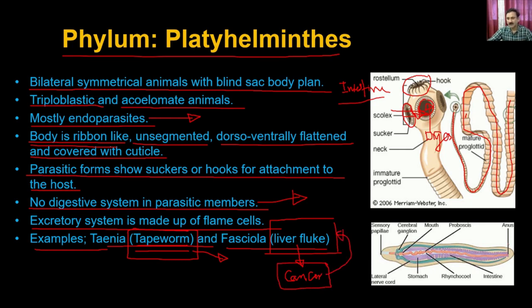So this is a cross section. What you see here is the stomach of Taenia solium, and this is the sensory papillae. Then you have the nerve cords, which run from the central portion to the end, and at the end of the body you have the anus. All the food is taken up by the Taenia solium, and then the waste material is ejected from the anus.